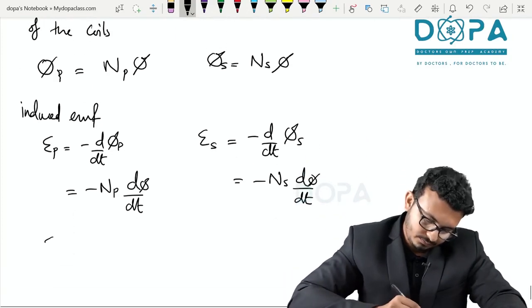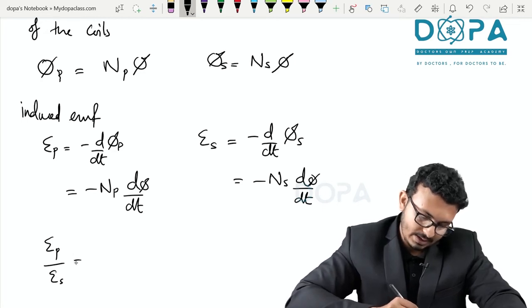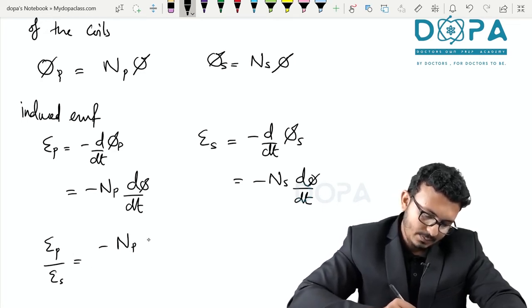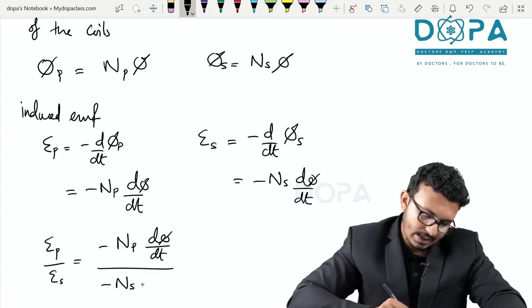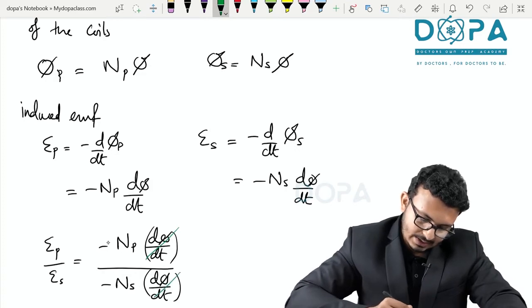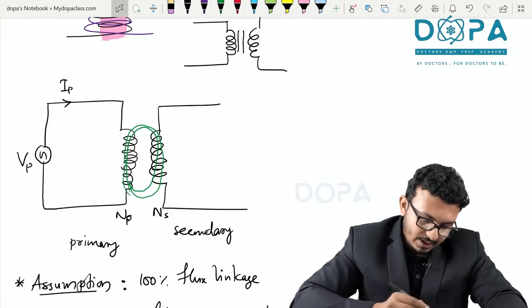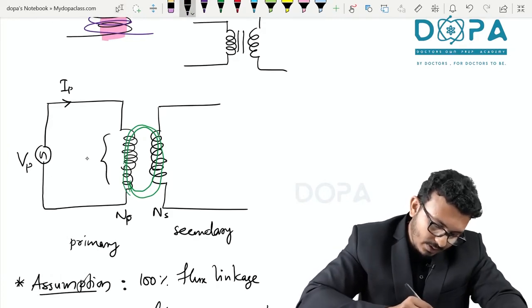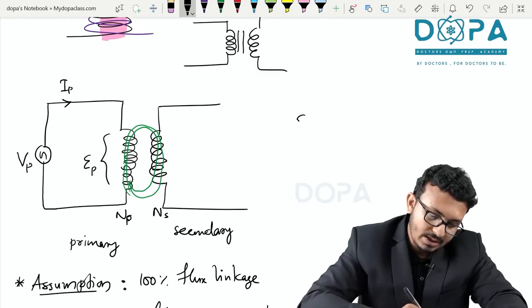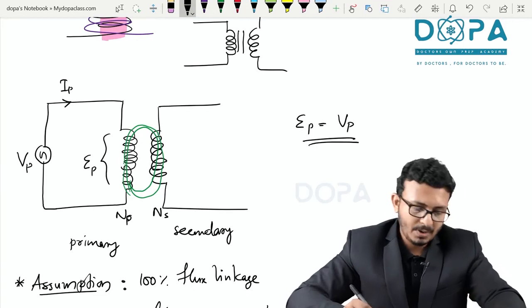Divide them both. Induced EMF in the primary divided by induced EMF in the secondary is minus NP d phi by dt divided by minus NS d phi by dt. So the d phi by dt terms get cancelled and the negatives get cancelled. Before moving further, the induced EMF in the primary will be equal to the voltage applied in the primary, right? Because they are in parallel.